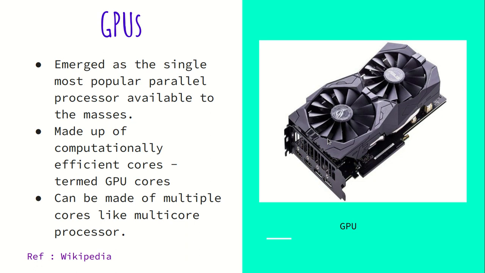GPUs. GPU stands for Graphic Processing Unit. GPUs have emerged as the dominant parallel architecture available to the masses. GPUs are characterized by numerous, simple yet energy efficient computational cores, thousands of simultaneously active fine grained threads, and large off chip memory bandwidth. GPUs are tailored to optimize graphics related tasks. GPU packages often contain multiple GPU cores similar in principle to a multi-core processor. You can find the photo of a GPU on the right.